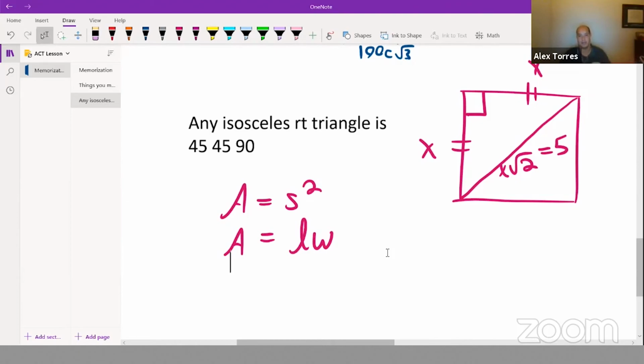Lots of different ways that you can use special right triangles, maybe one of the top 5 things you'd want to be good at before heading into an ACT math section.